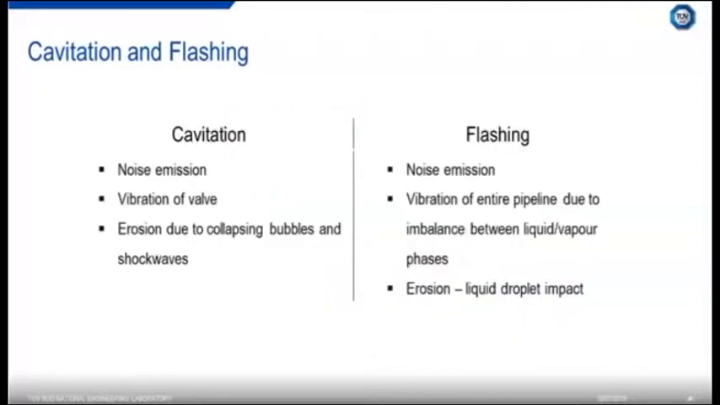Now, these two phenomena are generally undesirable. They both lead to significant noise emission. For cavitation, you can get significant vibration of the valve. For flashing, because you've got this imbalance between the liquid and vapor phases, it can vibrate the entire pipeline. And both of them result in material loss in the valve. So cavitation is erosion due to the collapsing vapor bubbles, which cause shock waves and as a result remove material. And in flashing, it's liquid droplet impact on surfaces, which again results in material loss.